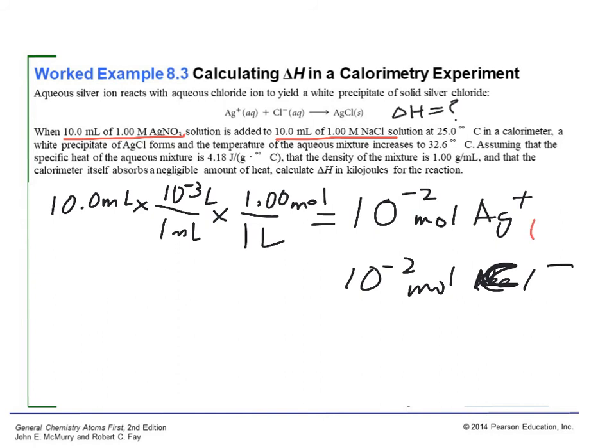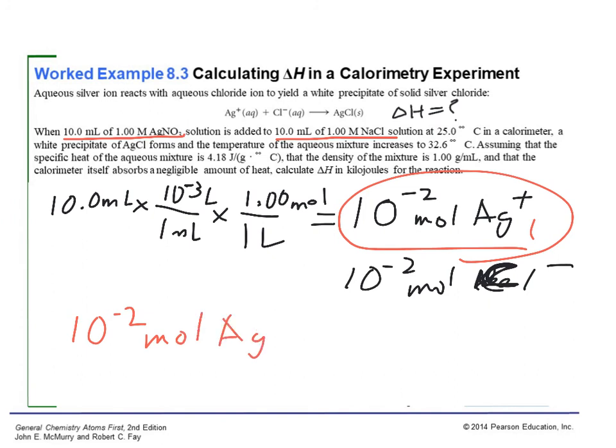So we only reacted 10 to the negative second moles of silver. Another way to think of it is 10 to the negative second moles of silver ion yielded 636 joules of energy. We need it per 1 mole.